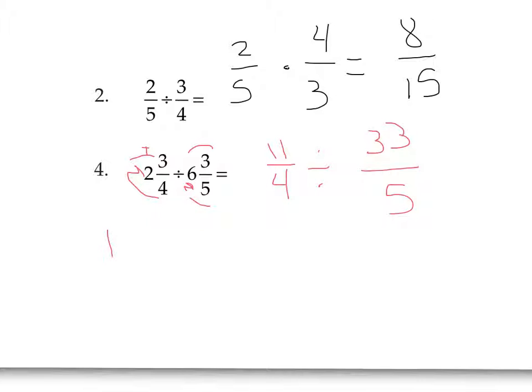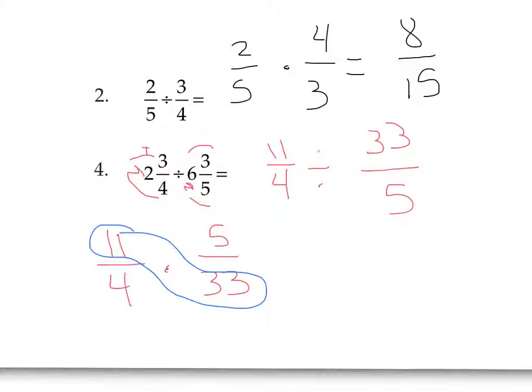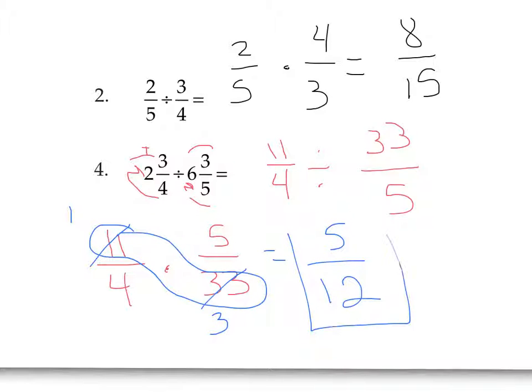And then I keep the first fraction. I change to multiply. I flip the second fraction. All right, it looks like the 11 and the 33 have a common factor of 11. So I can divide by 11. And then I multiply the new numbers. 1 times 5, 4 times 3. And I get 5/12.